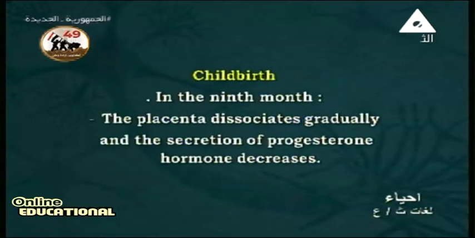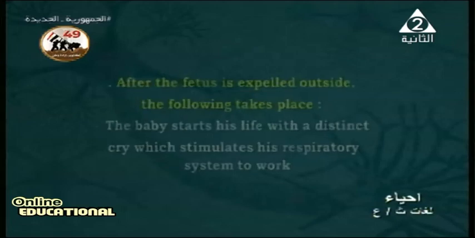After that, childbirth, meaning the baby comes out of the uterus. In the 9th month, the placenta dissociates, meaning it degenerates or cuts off gradually, and the secretion of progesterone hormone decreases, to get the baby outside of the body.